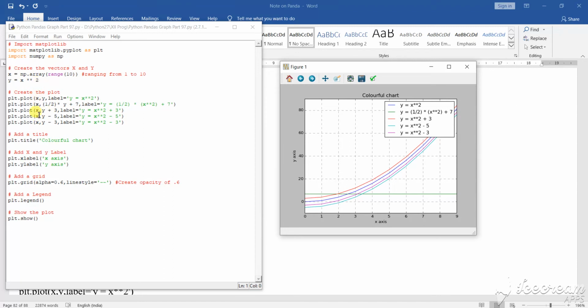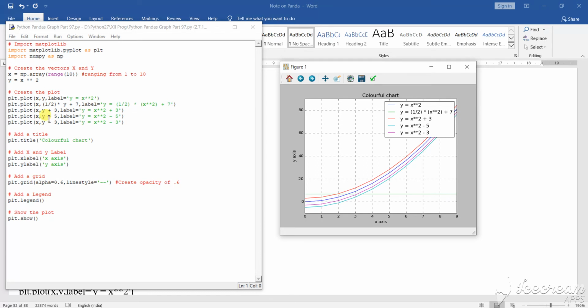Next plotting phase: x will be 1 to 10 and y will be 1 by 2 into y plus 7. Y value at present is nothing, so what will be the value of y? That means 7. What will be the y? Y equals 1 by 2 into x. What is the y value? Y value is x to the power of 2, so x to the power of 2 plus 7.